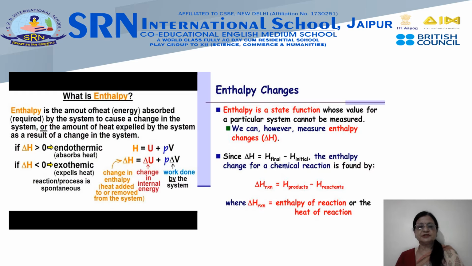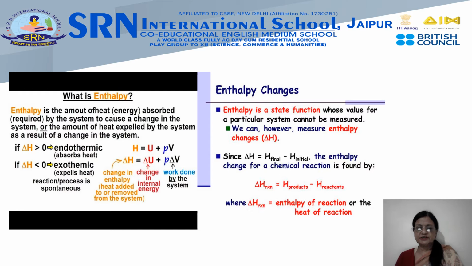Now, the change in enthalpy, which is given by delta H, will be due to the heat absorbed or heat released. So there will be a change in enthalpy, delta H, which will be equal to delta U, where delta U is the change in internal energy, plus P delta V, where P delta V is the work done by the system. So enthalpy is the amount of heat or energy absorbed by the system to cause the change in the system or released by the system so that there may be a change in the system.